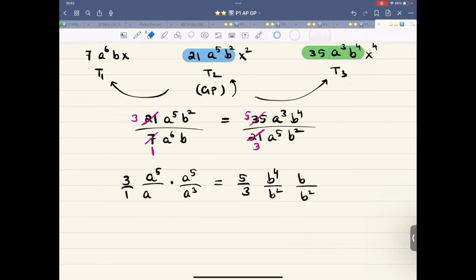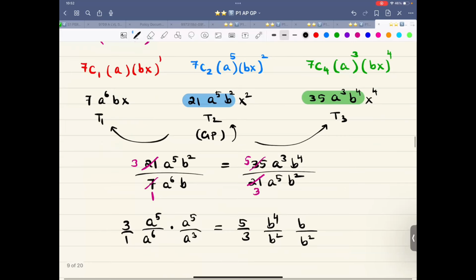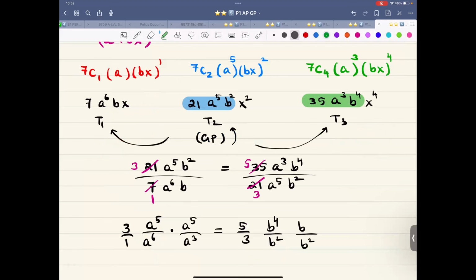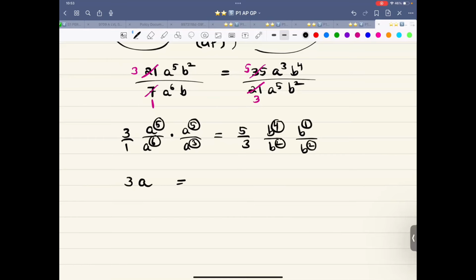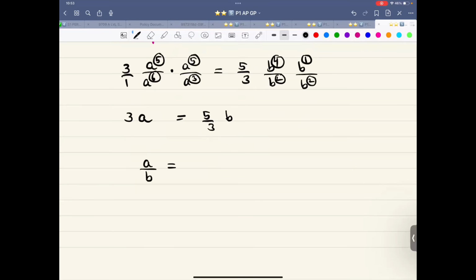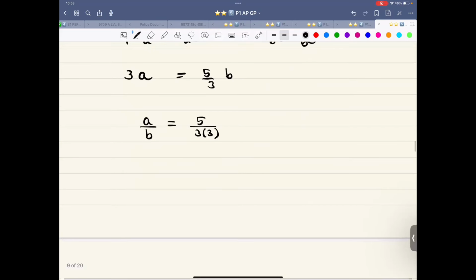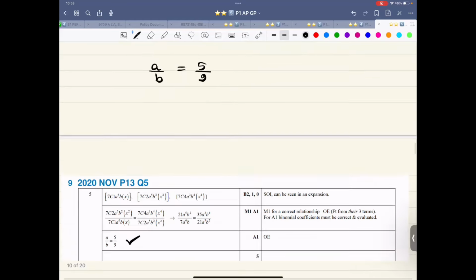So now a5, a6. Because if a were to be cancelling out, how can you get the ratio? Okay, all good. So now let's simplify. This is 3. This is 5 plus 5 is 10. 6 plus 3 is 9. This is 3a. This is 4. This is 1. That is 5. This is 4. That is 5 over 3b. So therefore, a over b, that is 5 over 3 into 3. That is a over b is 5 over 9. So be very, very careful with this working.